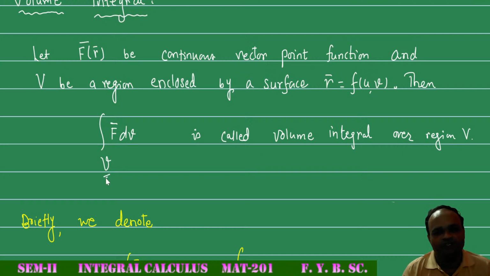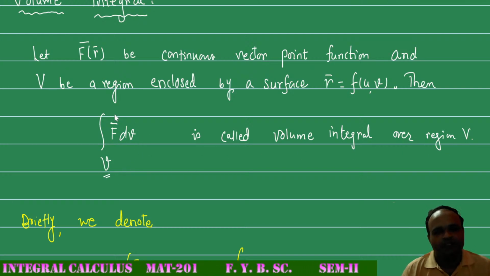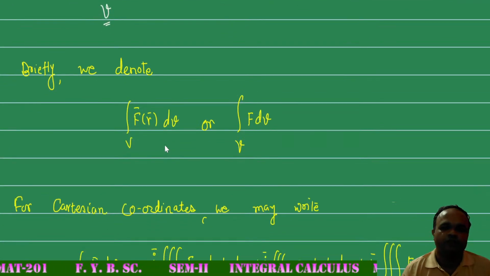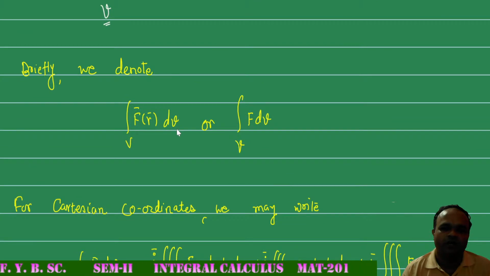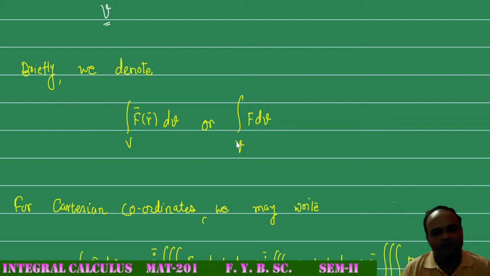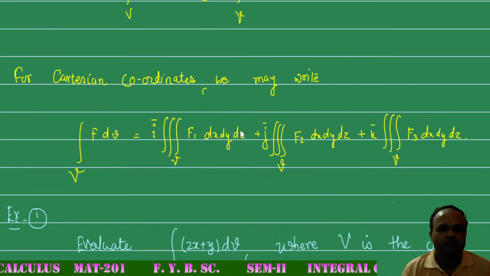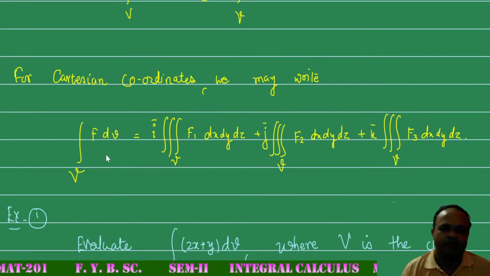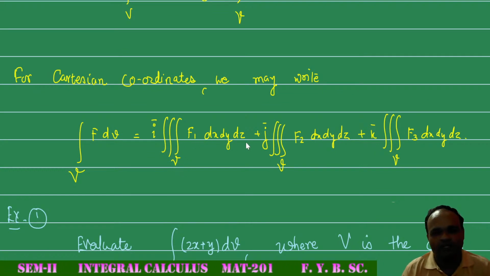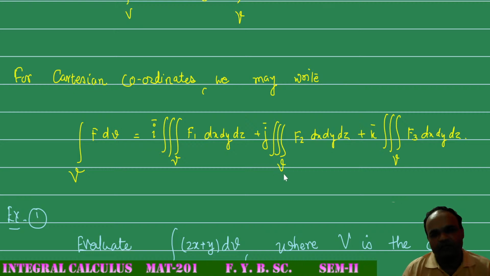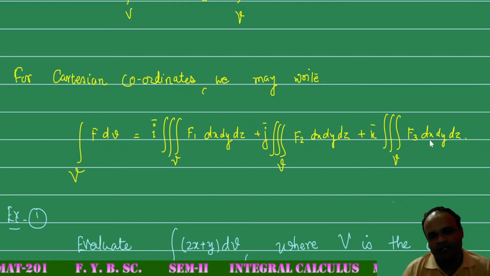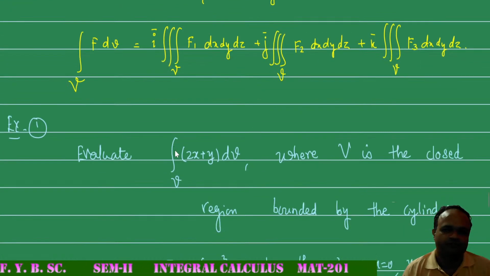So v is a region. This resulting integration is called volume integral. Briefly we denote the volume integral of f bar(r bar) dv, or just write the integral of f dv over region v. For Cartesian coordinates, we may write this volume integral as i bar triple integral over v of f1 dx dy dz, plus j bar triple integral over v of f2 dx dy dz, plus k bar triple integral of f3 dx dy dz.